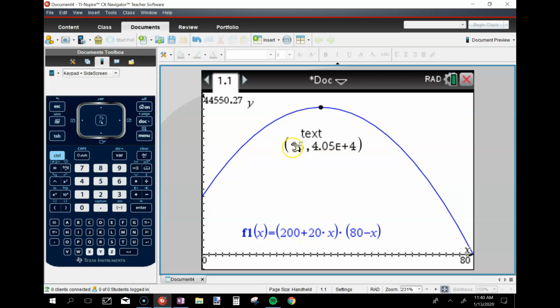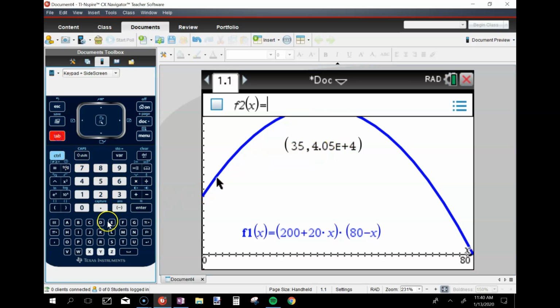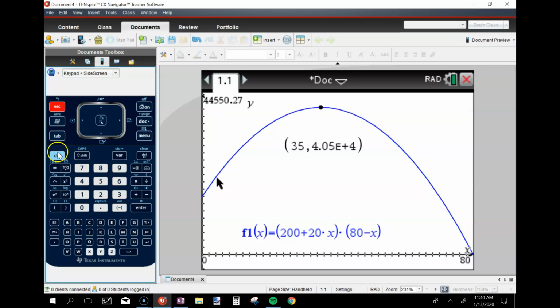So if I have 35 unrented apartments, again, I hate when the calculator does this, but what does this mean, e to the 4? It means take this decimal spot and move it to the right 4 places. I don't know why it does this. Sometimes it does, sometimes it doesn't. It's just weird. We could also go to our table.